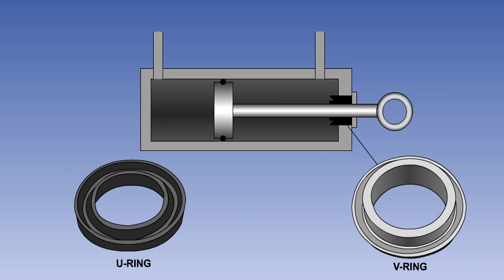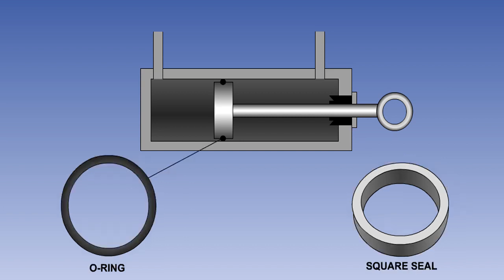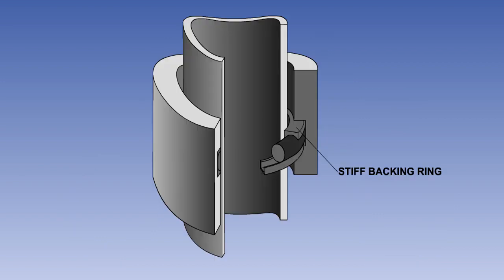U and V-ring seals are effective in one direction only, but O-rings and square section seals are often used where pressure is applied in either direction. Where high pressures are used, an O-ring is normally fitted with a stiff backing ring, which retains the shape of the seal and prevents it from being squeezed between the two moving surfaces.